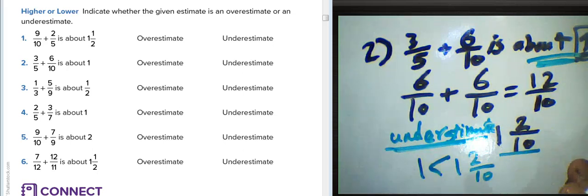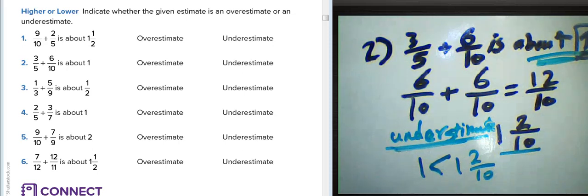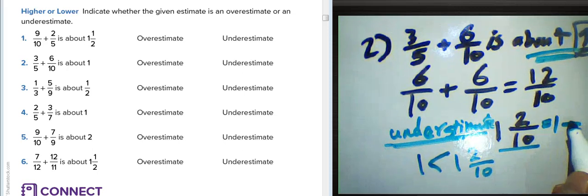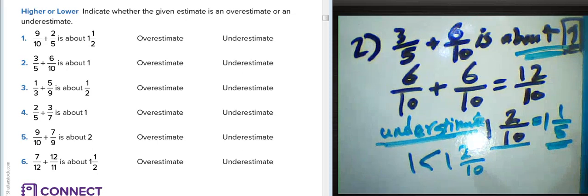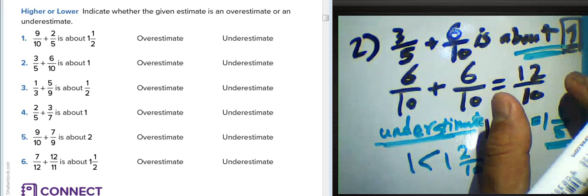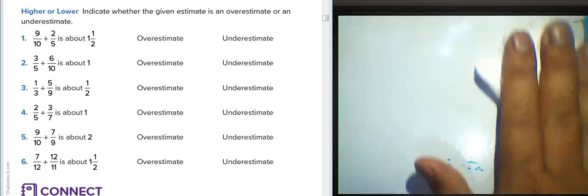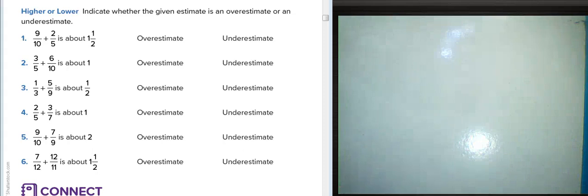First, we must find the actual number here. The actual number between the two fractions will be 2 and 2 over 10. And we can simplify it by dividing the numerator and denominator by 2. 2 divided by 2 equals 1, 10 divided by 2 equals 5. 1 and 1 over 5. It's greater than the estimation here. So it will be underestimate because 1 is less than 1 and 1 over 5. Underestimate, okay?